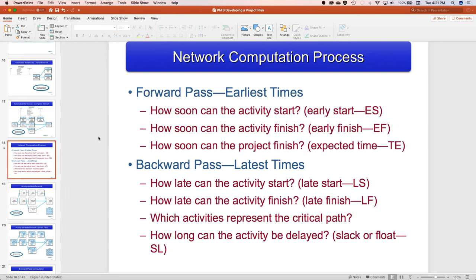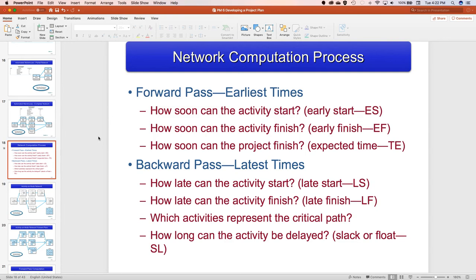So we're going to do what's called a forward pass and a backward pass. The forward pass tells you the earliest that the project can be finished. The backward pass tells you the latest that the project must be finished. The backward pass tells you, let me say that differently, the latest that you must start in order to finish it on time.